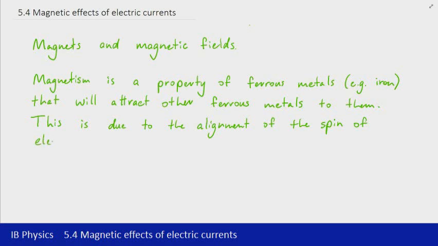Now, not all iron containing metals will be magnetic, so it's only the ones where the spins of the electrons are aligned. There's lots of examples of iron where they're not aligned, and so they're not magnetic. But they can be magnetized in a few different ways. We'll have a brief discussion about that in class. But the main thing here is that magnetism is just that property where it will attract other ferrous metals to it.